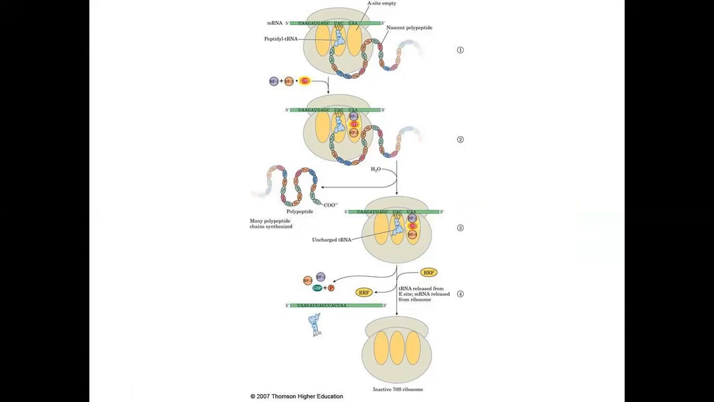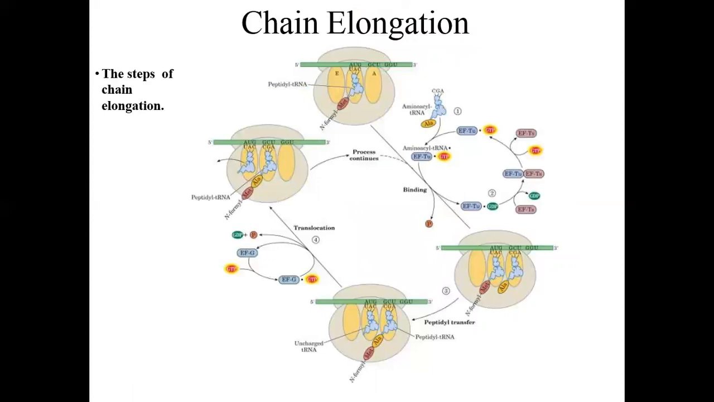And here some termination factors are responsible for this type of hydrolysis of the growing polypeptide chain from the protein synthesis machinery. And when the growing polypeptide chain is hydrolyzed from the protein synthesis machinery, the ribosome also dissociates, also the tRNA dissociates from the mRNA. And after dissociating, the mRNA is degraded inside the cytoplasm. This is the process of steps of chain elongation.